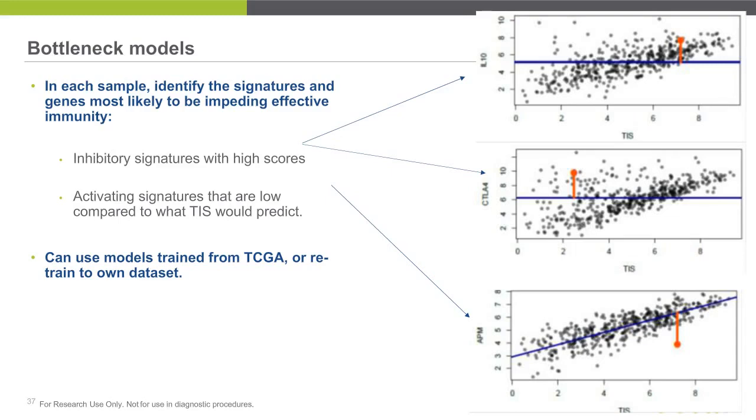And finally, we also look for immune-activating signatures that are lagging behind the rest of the immune response. So this sample on the bottom right is very low, I guess it is kind of a middle-of-the-road antigen presentation machinery signature. But conditional on the rest of its immune activity, it's really low. Conditional on its very high TIS, it's very low.